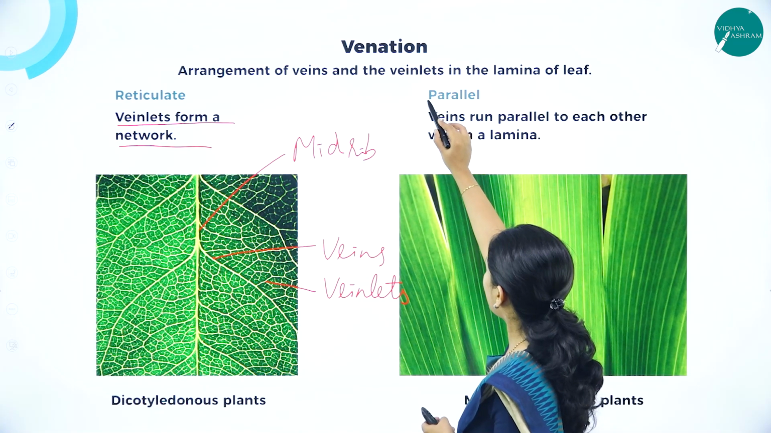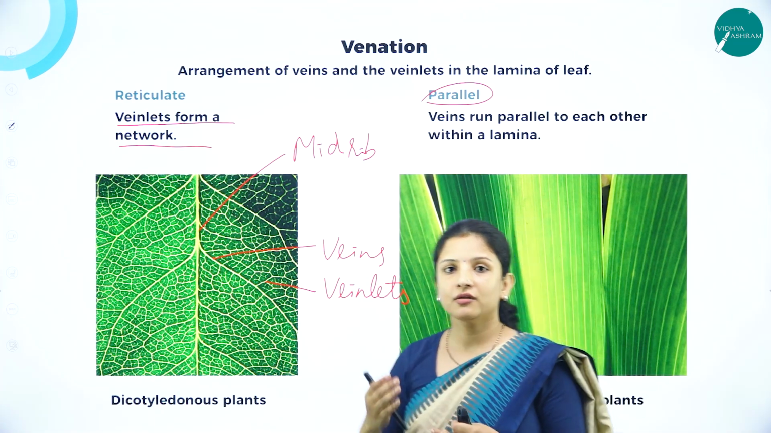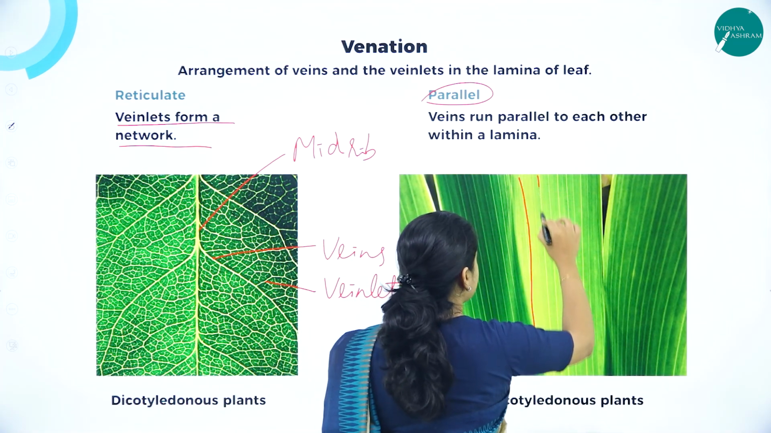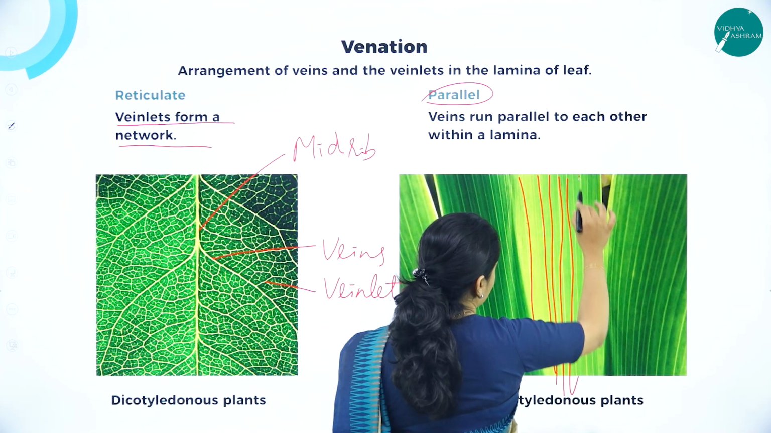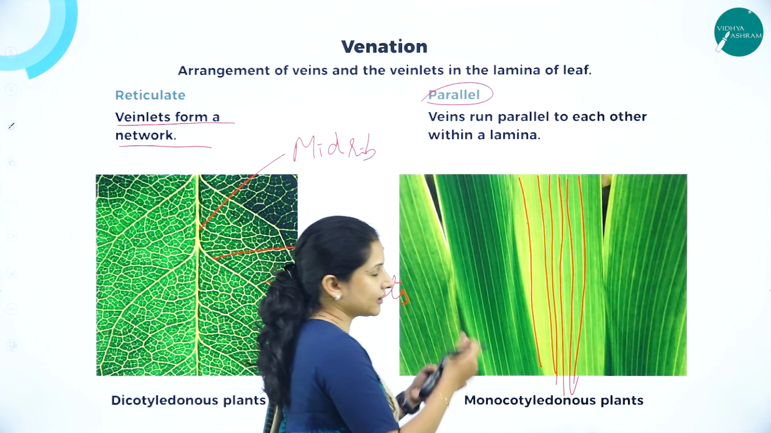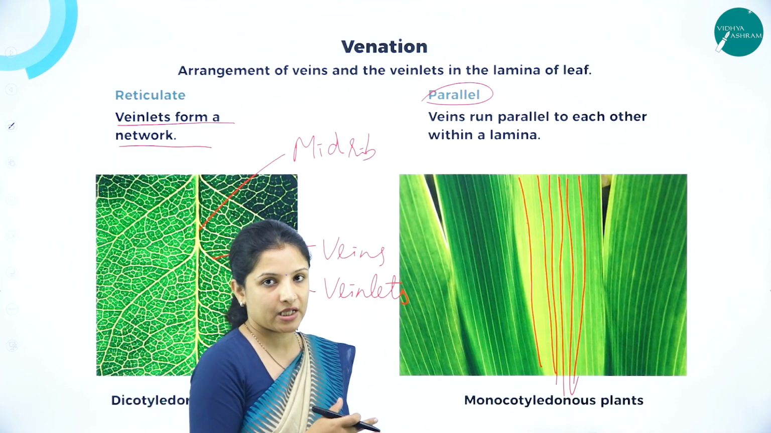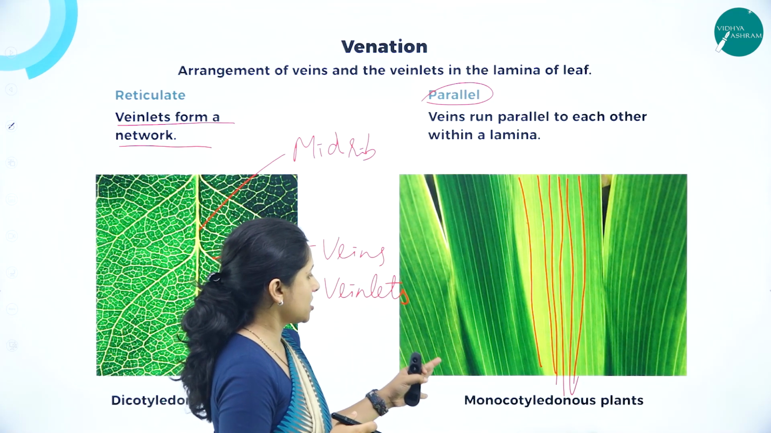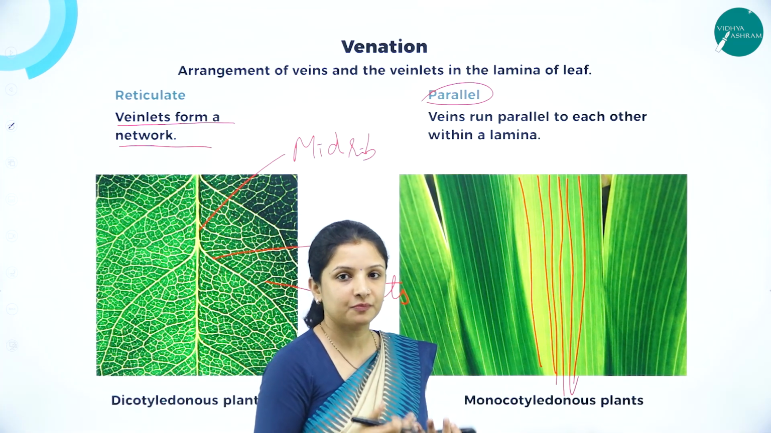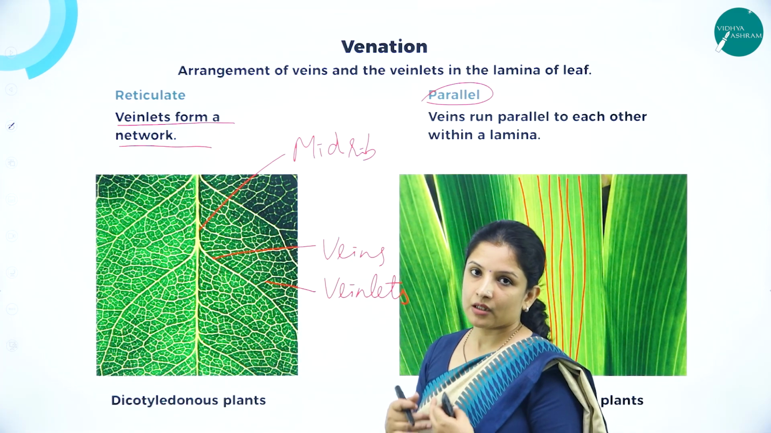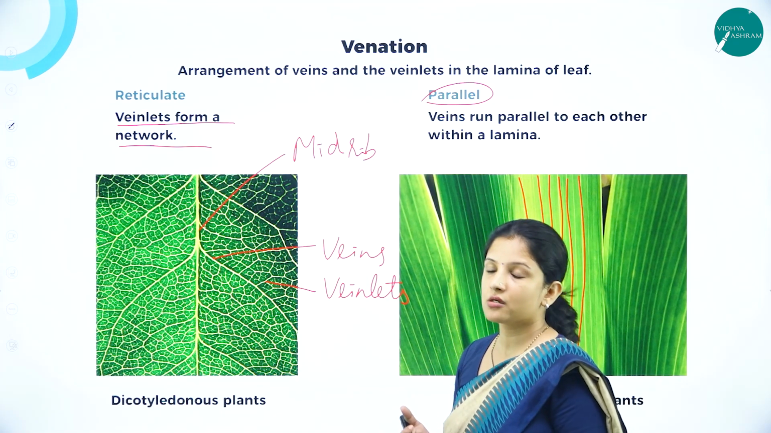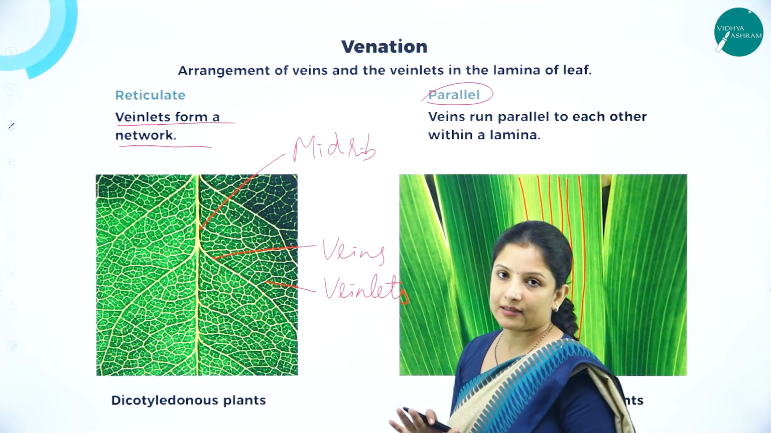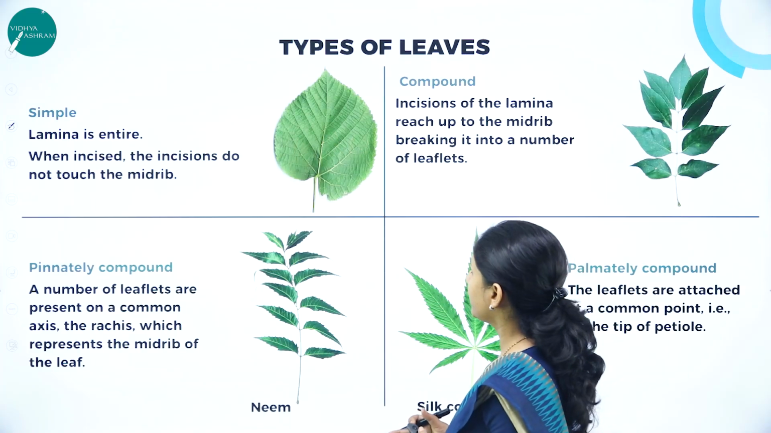Next, talking about parallel veination. Here the veins run parallel, that is, there is no midrib and so on. The entire set of veins runs parallel to one another in the leaf. That is called parallel veination. It is seen in monocotyledonous plants, that is sugarcane, grasses, bamboos, rice, wheat, all of which show this parallel veination. So this is about the veination.